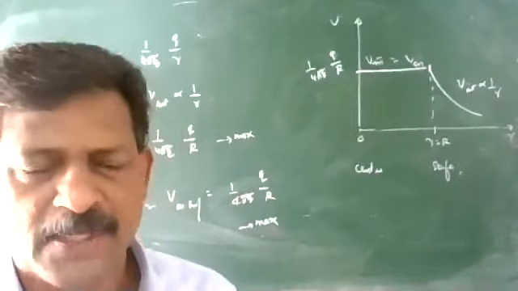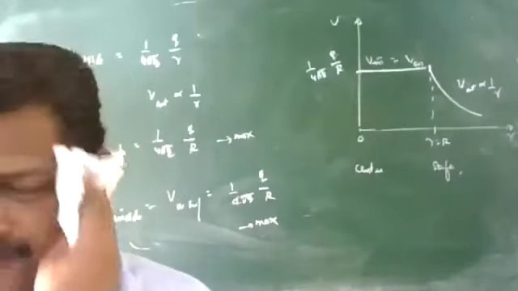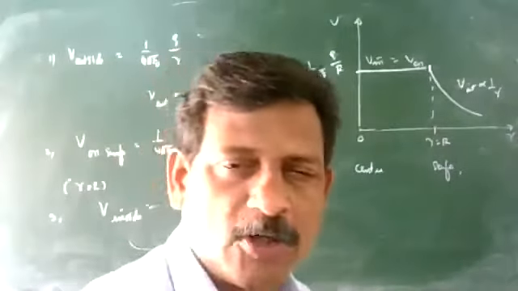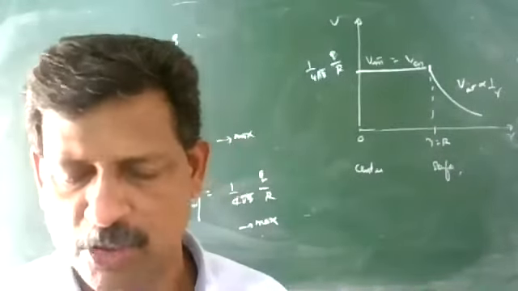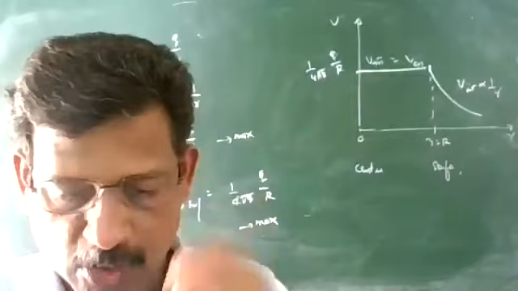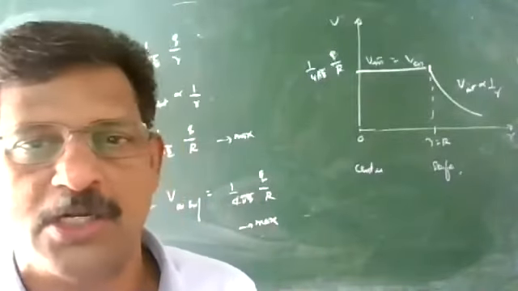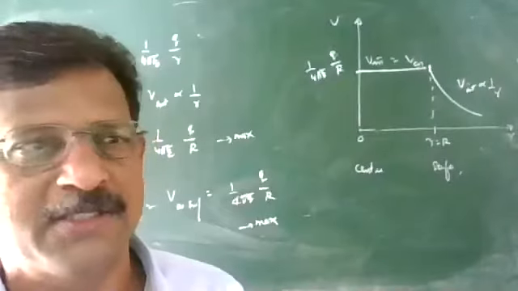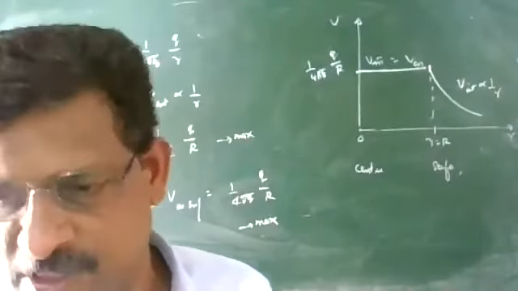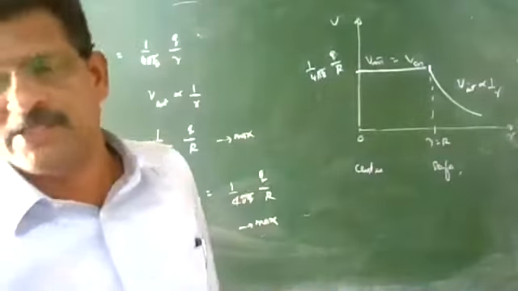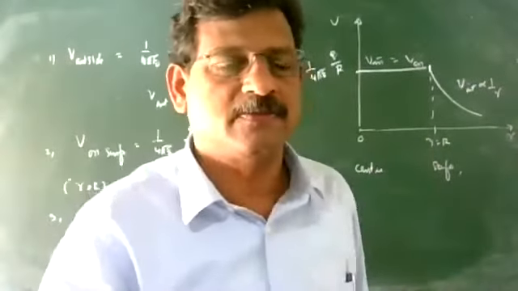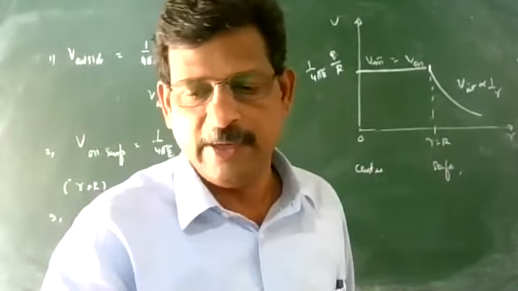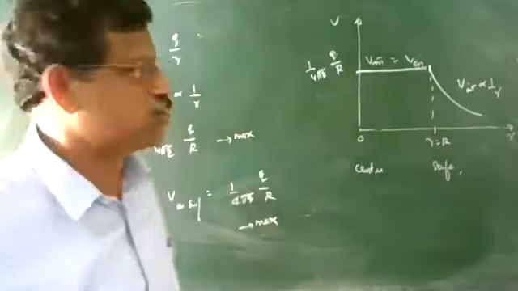Next point. What are equipotential surfaces? Equipotential surfaces, EPS, also very important. Equipotential surface means a surface having the same potential at all points. It can be a plane surface, it can be a spherical surface, or an arbitrary shaped surface. A surface having the same potential at all points, we call it an equipotential surface, EPS.